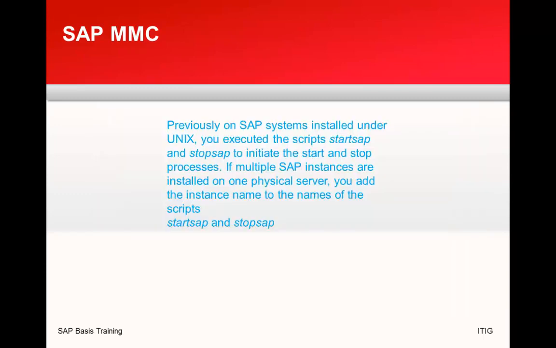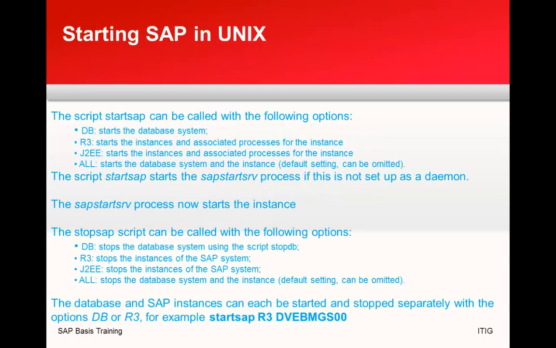plus Java system. Okay, in Unix actually you have the stop SAP and start SAP script, which is used for stopping and starting SAP. Okay, these are the parameters which can be used, like start SAP DB, start SAP R3, J2E. Also with these parameters you can do individual system stop and start.